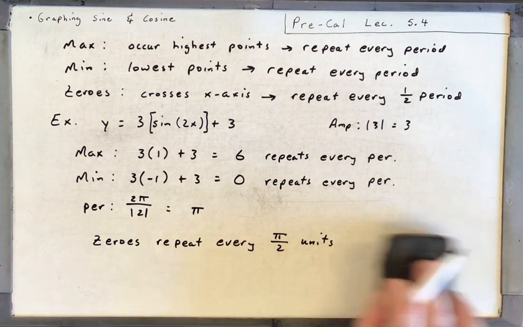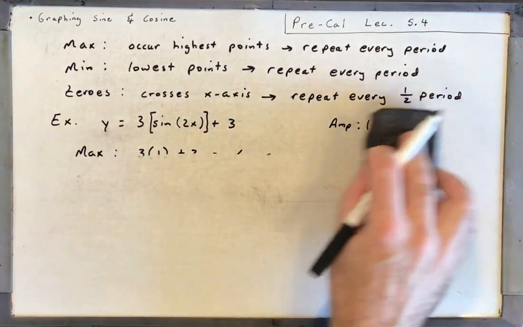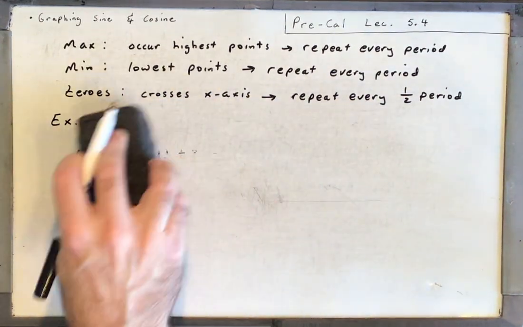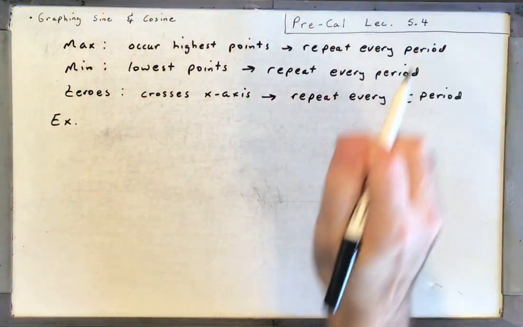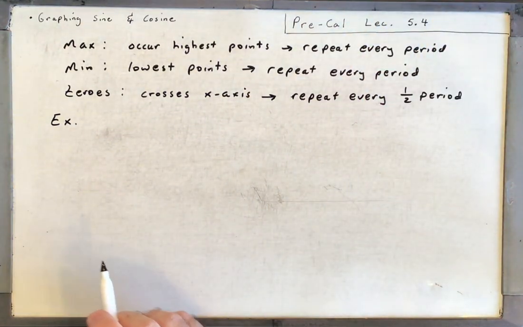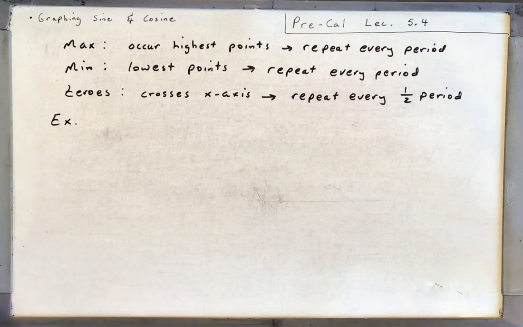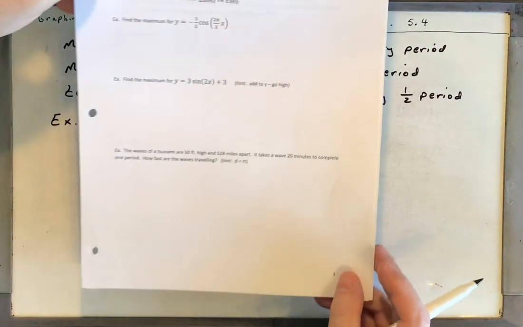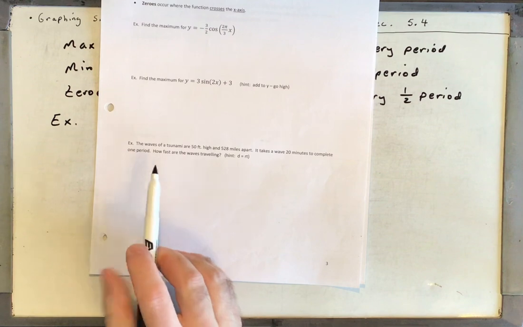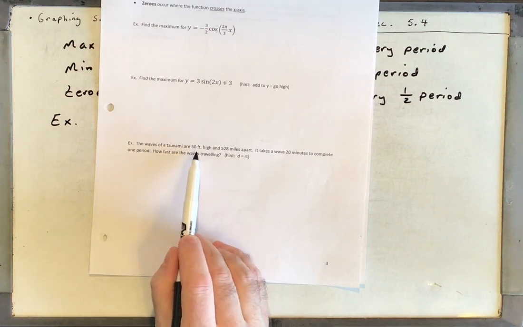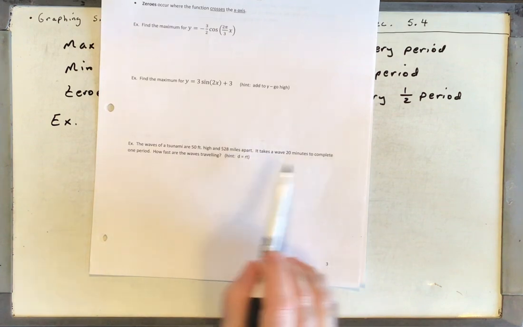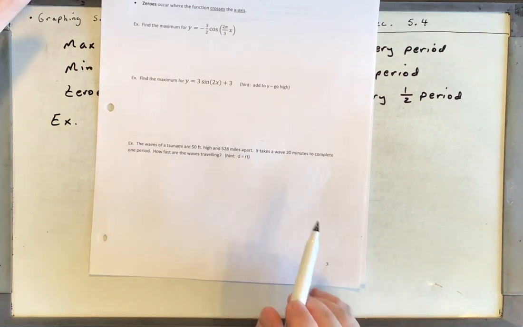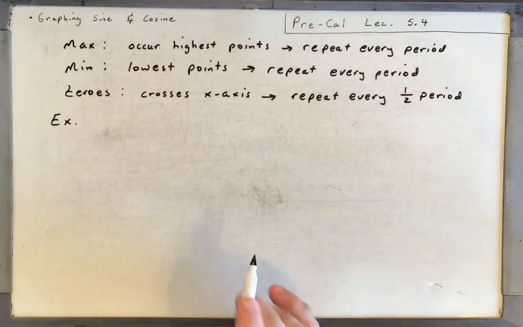Okay, so let's do one more, and I know this is a long video, a long lecture, but you can watch it over a couple different sittings. So I'm not going to write all this down. The last problem is the waves of a tsunami are 50 feet high, 528 miles apart. It takes a wave 20 minutes to complete one period. How fast are the waves traveling?